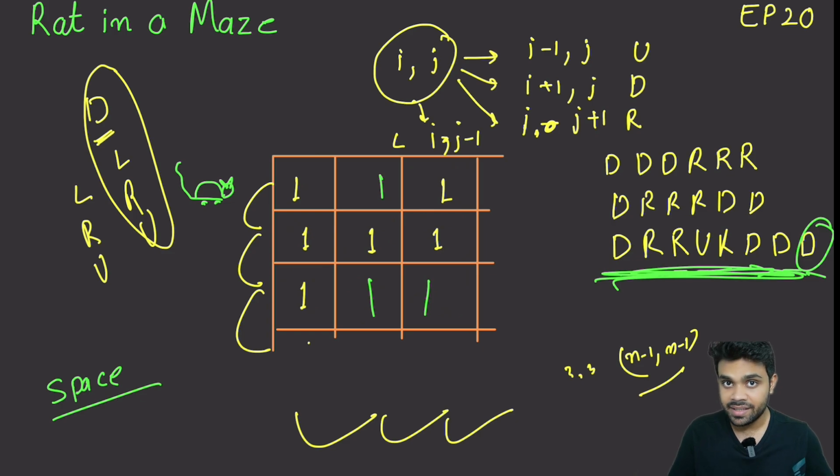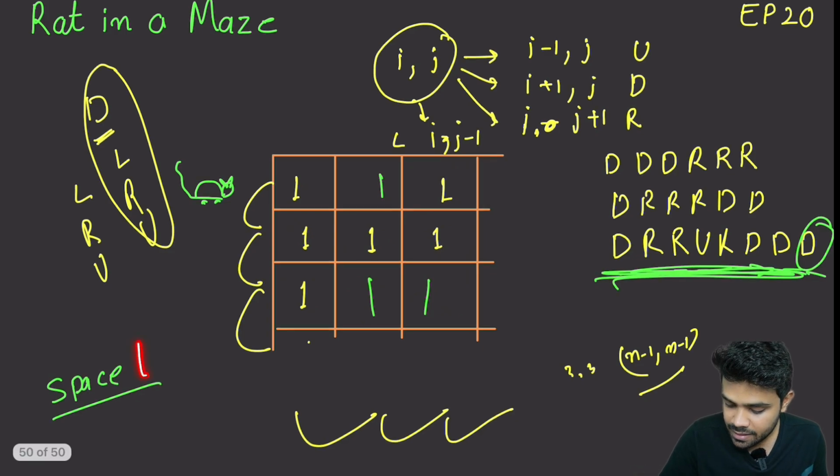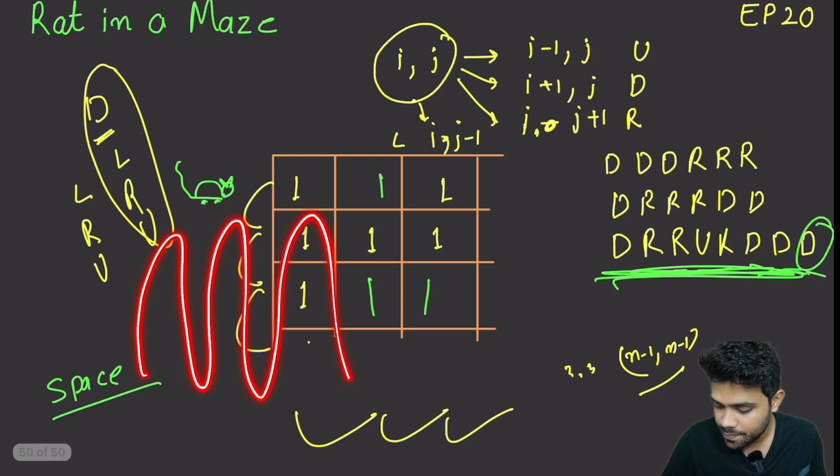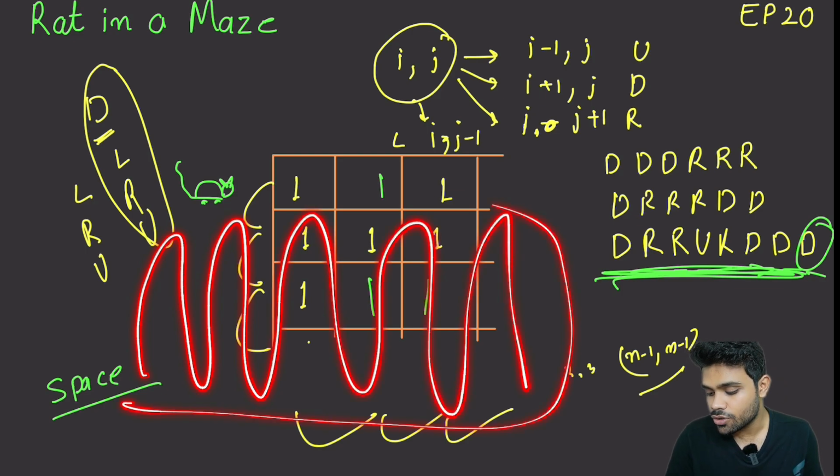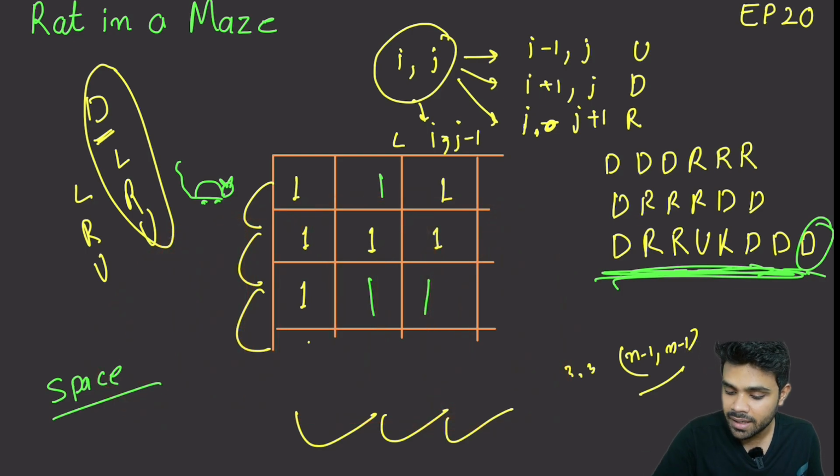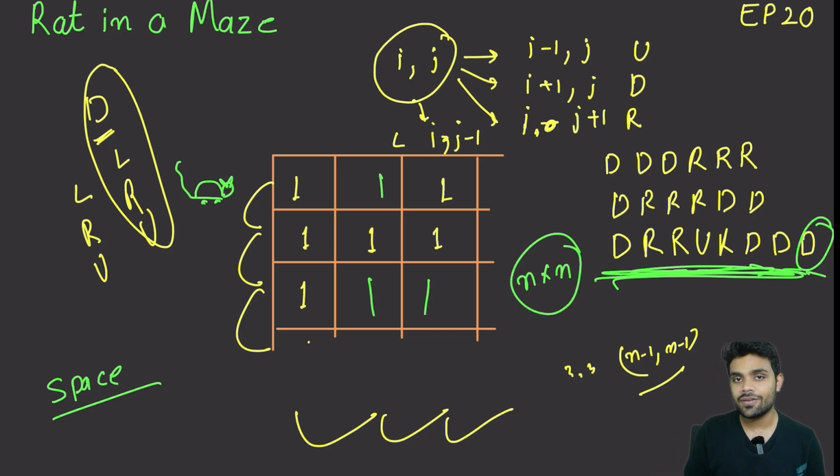So if the matrix is n cross n, one path could be like this. It's going to cover all the possible cells. And how many cells are there in an n cross n matrix? n cross n number of cells. So this is going to be the height of the recursion tree, this is going to be the length of the longest path, and this is going to be the space complexity, n cross n.